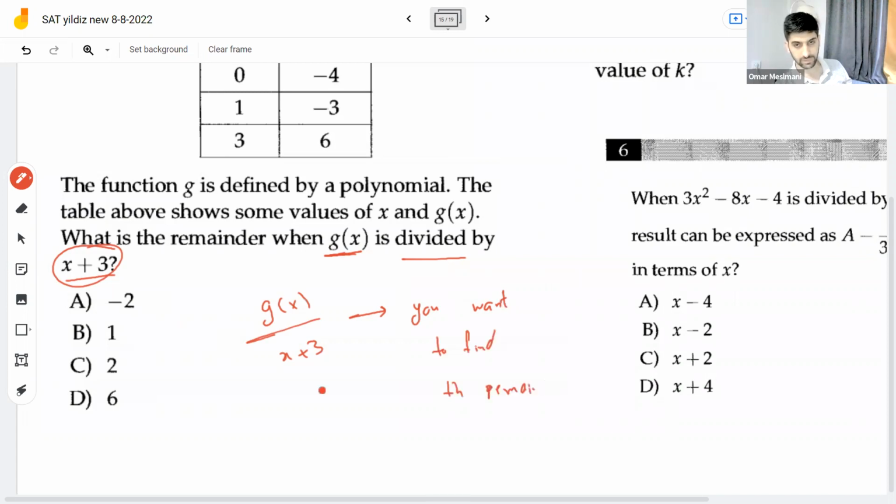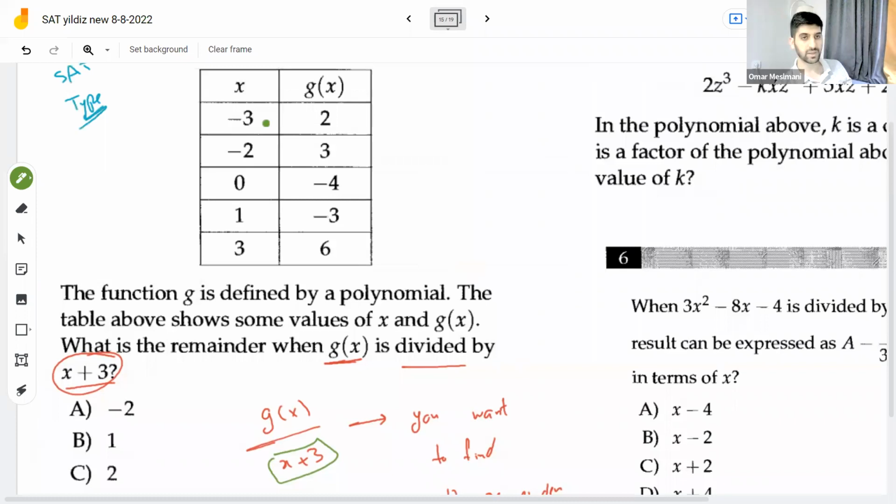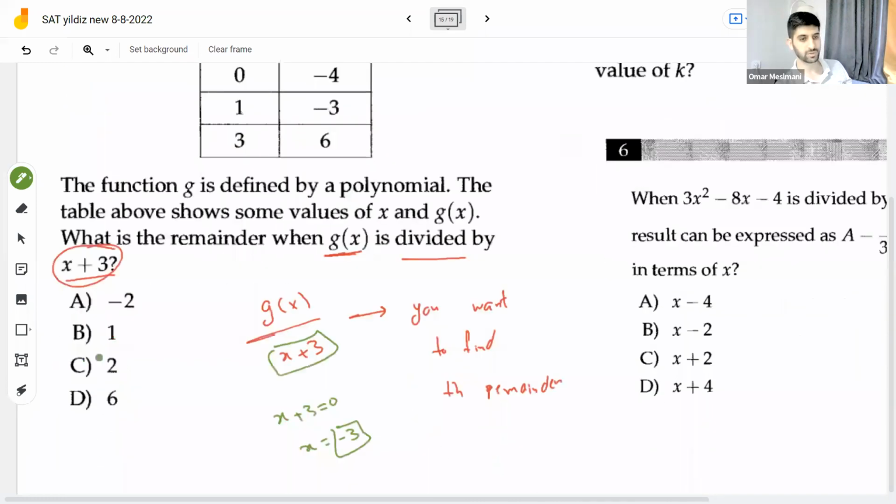Yes or no? What I told you is, if you want to find the remainder, take the divisor and make it equal 0. So x plus 3 equals 0. What is the answer you have? -3. Look at your table. Where is the value of -3? It corresponds to a 2. So that's the remainder. The remainder is 2. And that's how you solve it. That's how easy you can solve it.